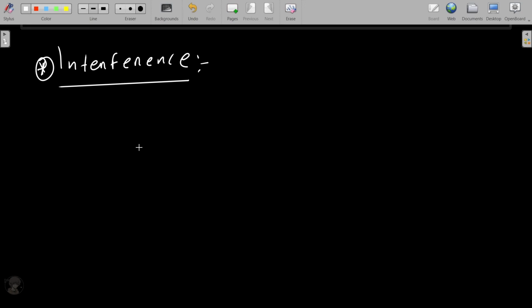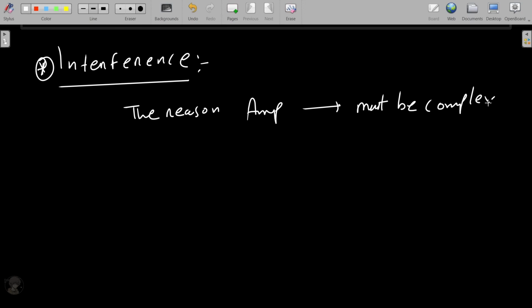Now here is the reason amplitudes must be complex. Why must amplitudes be complex? It is because quantum systems show interference. What do I mean by that? Imagine there are two ways something can happen. Each way has an amplitude.